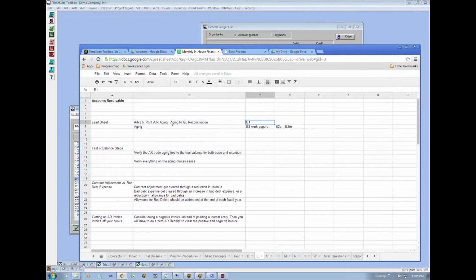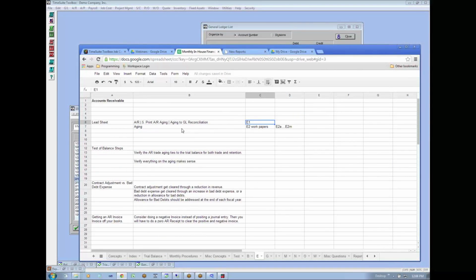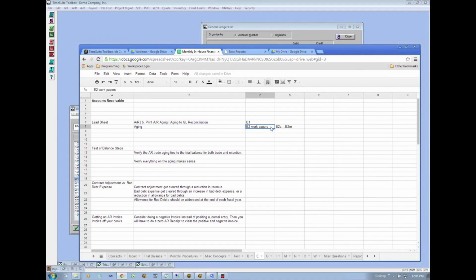So E1 might be your aging to GL reconciliation report. Your aging itself could be your E2 work papers, E2A through E2M, that kind of thing. Tested balances: verify AR trade aging ties to the trial balance for both trade and retention. Okay. Verify everything on the aging makes sense.